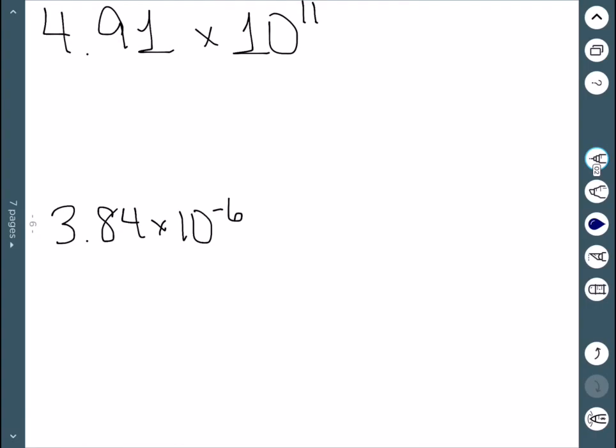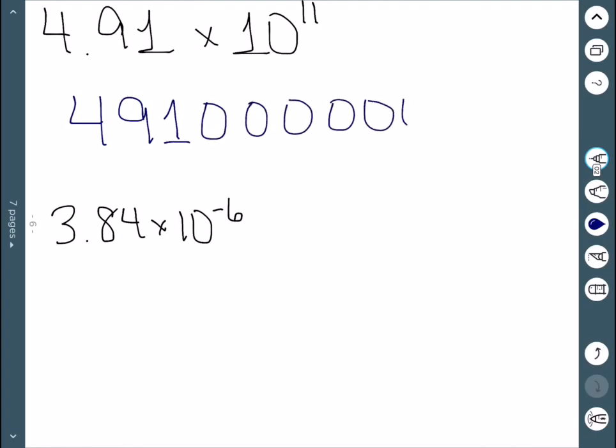Let's now look at going the other way. 4.91 times 10 to the 11th. So the fact that we have a positive number as our exponent tells us that this number should definitely be bigger than 1, and we should be moving the decimal 11 times. So here we'll move it once, twice, 3, 4, 5, 6, 7, 8, 9, 10, 11. And we can put commas in. And you can double check and count these. 1, 2, 3, 4, 5, 6, 7, 8, 9 zeros, plus the 1 and the 9 gives us 11 total spots.